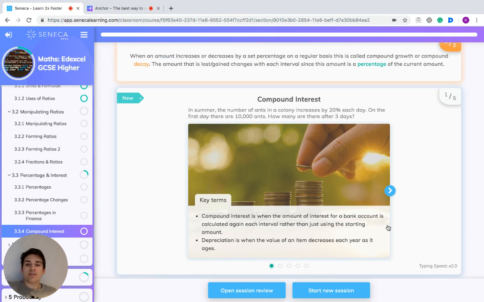Now, a few key terms for you. Compound interest is when the amount of interest in a bank account is calculated again each interval rather than using the starting amount. Depreciation is when the value of an item decreases each year as it ages. So again, there's a set percentage. The amount it increases in a bank account will vary each year because there'll be different amounts at the starting point of each year. And the same if something is depreciating in value, it will have a different value at the beginning of each year, and therefore it will depreciate at the same percentage but a different amount.